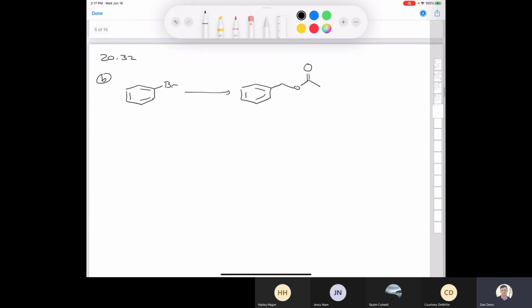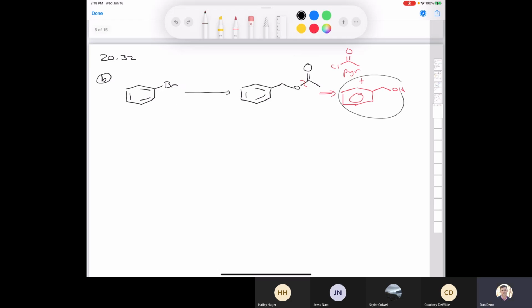In 20.32b, now this one is a little trickier in terms of retrosynthesis. But if we think about breaking this bond right here in our retrosynthesis, what if we had this compound? This is called benzyl alcohol. And what if we just acetylated that using acetyl chloride, whatever you want to call it, in pyridine, plus benzyl alcohol, that would give us the desired compound.